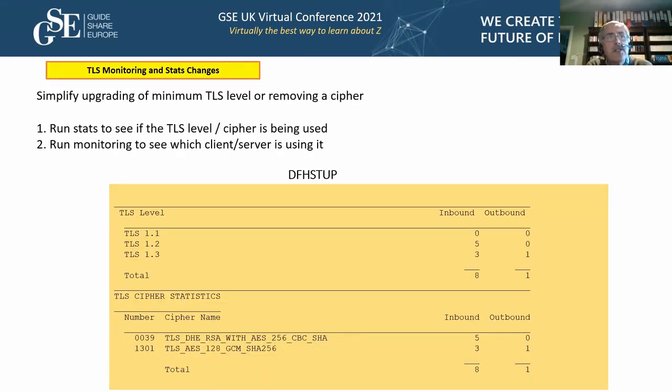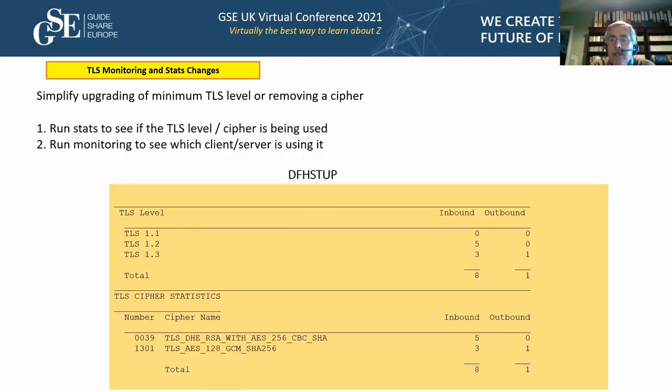So we've made changes to TLS monitoring and stats. The reason we've done that is that from talking to customers, one of the difficulties is trying to upgrade in a safe way your minimum TLS level, or upgrade in a safe way the ciphers you're using by removing a cipher. When you make a change to the minimum TLS level, obviously what you don't want to do is to break any applications while you're doing that upgrade.